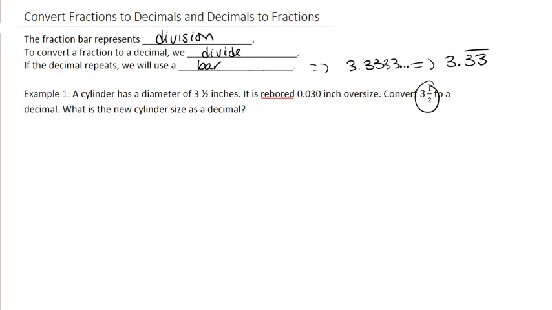We're going to see that we have 3 1/2, and this fraction bar represents division. So what we're going to do is divide 1 divided by 2. We're going to leave 3 by itself because we don't need to deal with it, and then we're just going to go 1 divided by 2. So this is how we convert 1/2 to a decimal.